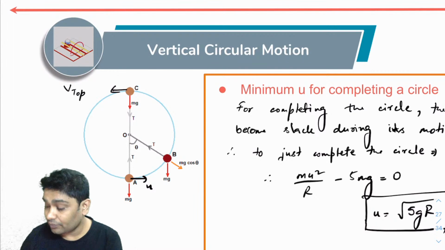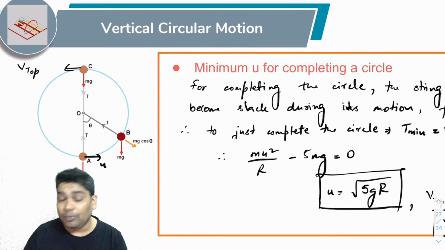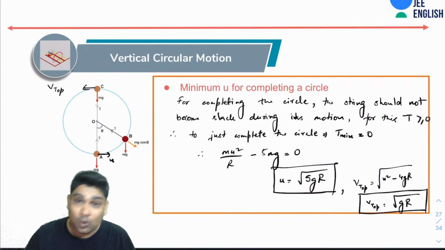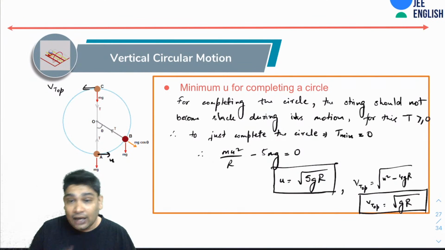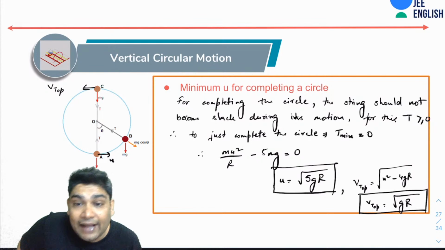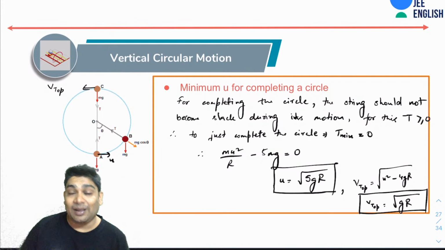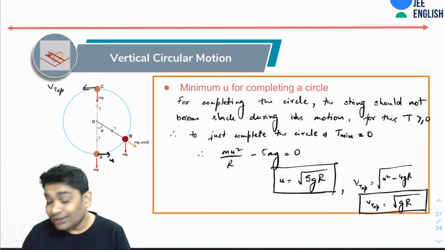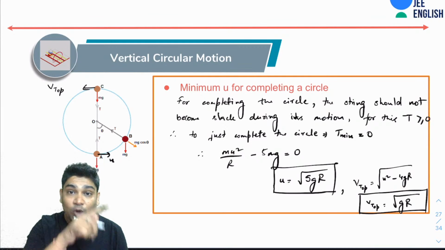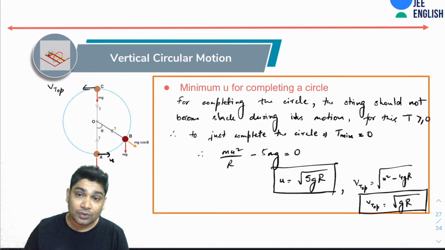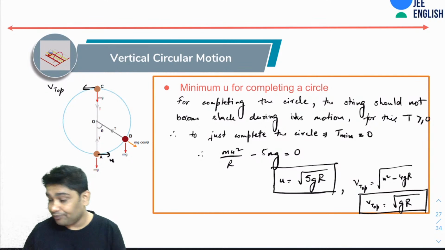So V at the top would be root gr, when it completes the circle, and V at the bottom would be root 5 gr. Now, obviously, Pawan has this question: why not apply the minimum energy that is required to reach the top? Now, the point is, we don't want just the particle to reach the top. We want it to move in a circle. Okay, Pawan, so that is the difference.